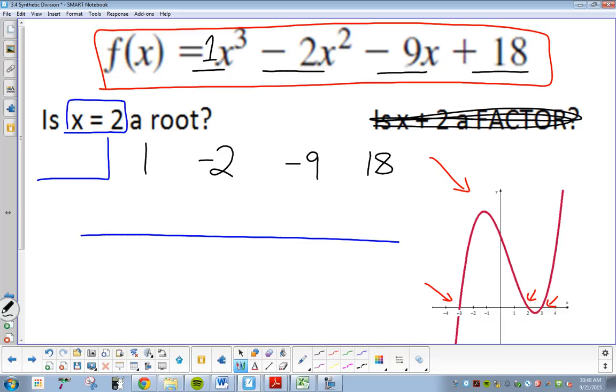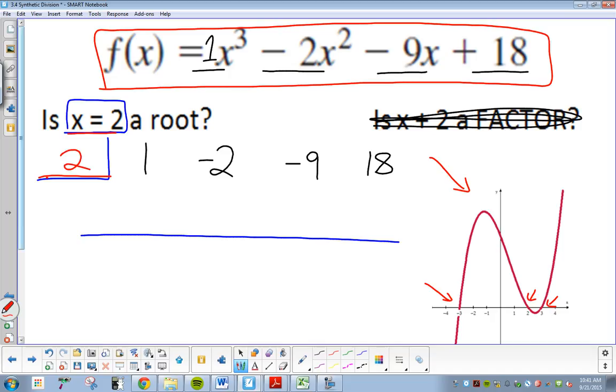Everybody good there? Next thing we need to do is put a number in this box up here. I need to put a number in that box. We're going to put whatever number we are checking in the box. So in this problem, we are trying to see if x equals 2 is a root. We're trying to see if we cross the x-axis at 2. So what number do you think is going to go in the box? 2.